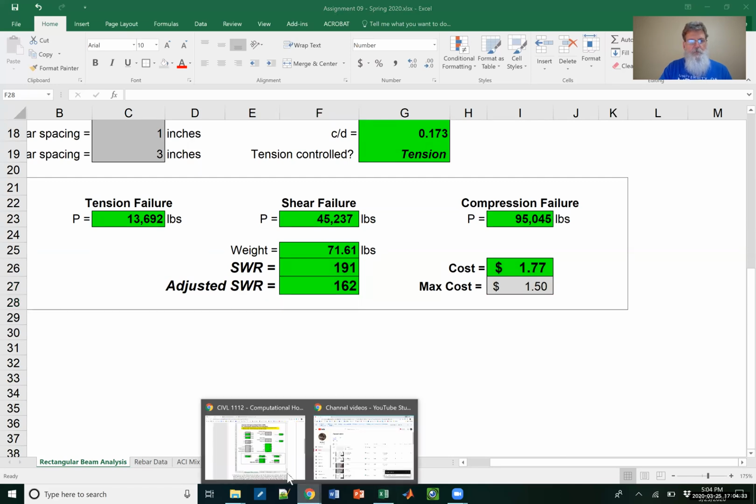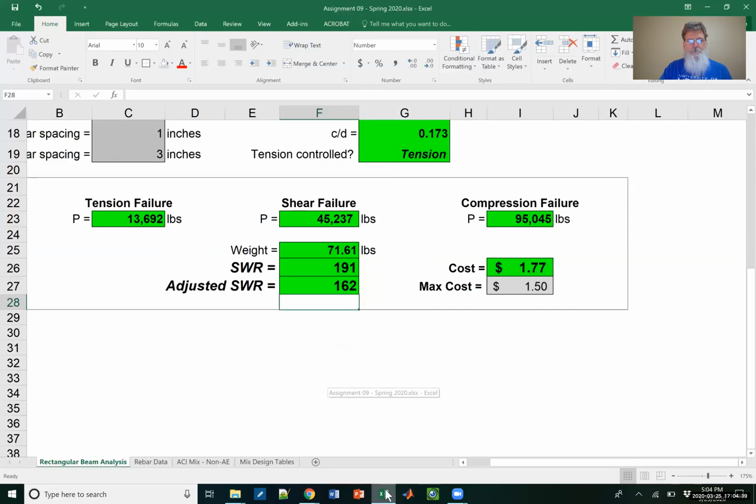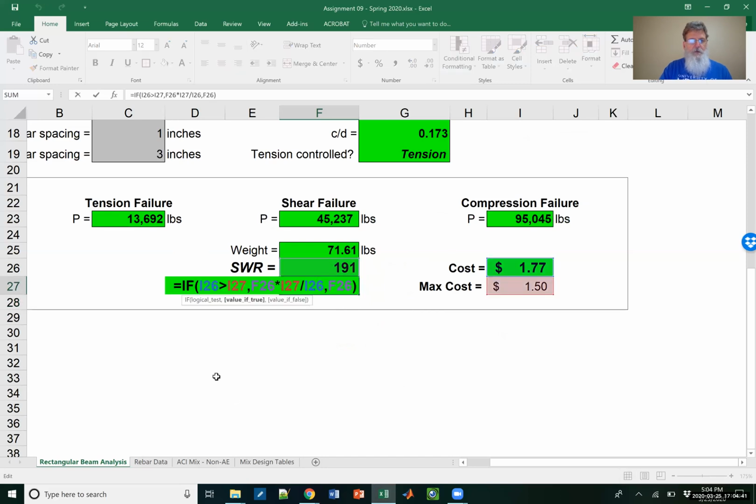Before I let you see that, I'm going to do a quick check. 162, that's pretty close. The cost was a little bit different, that's why. So here's the formula again. So you can see I'll box the condition first. So if I26 is greater than I27, so if cost is greater than the max cost, that means I have a penalty.